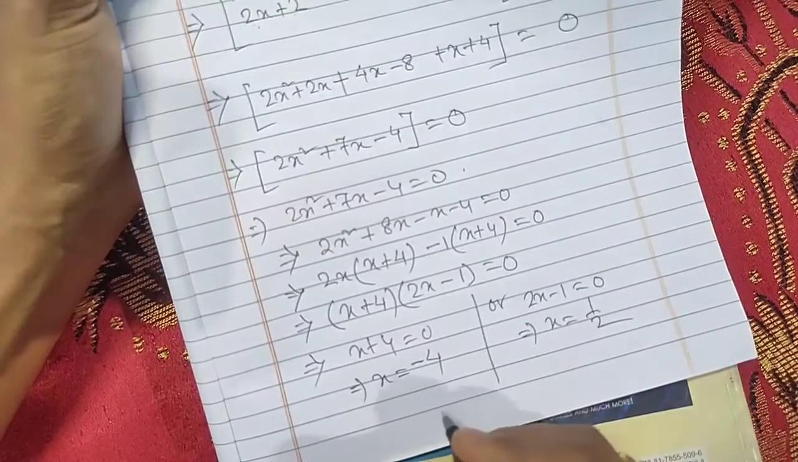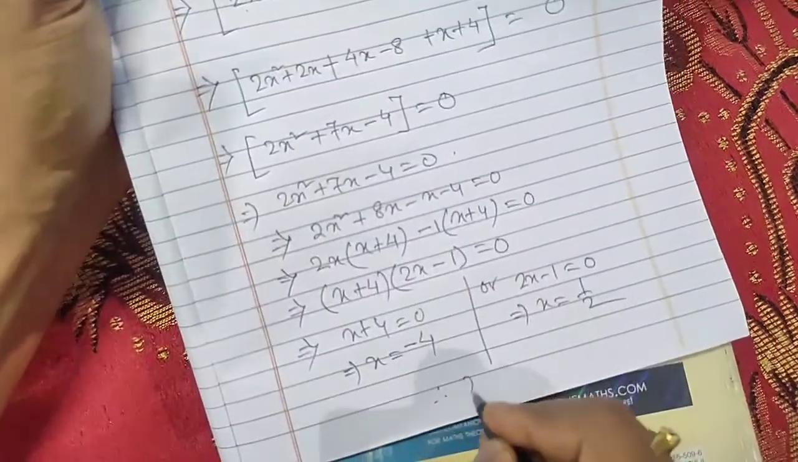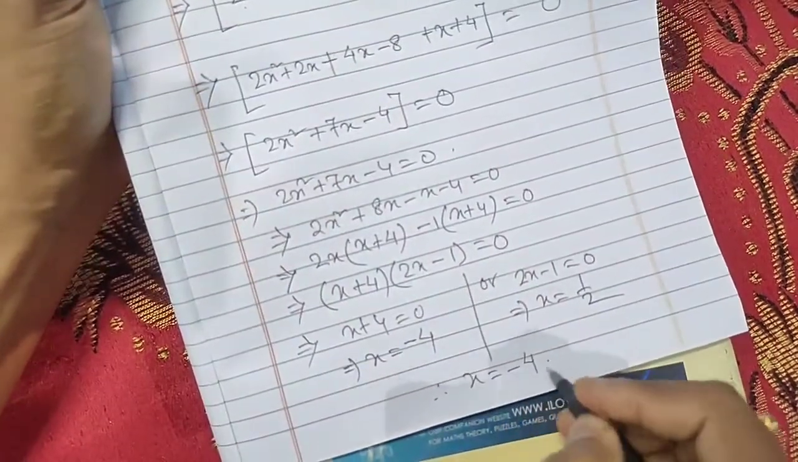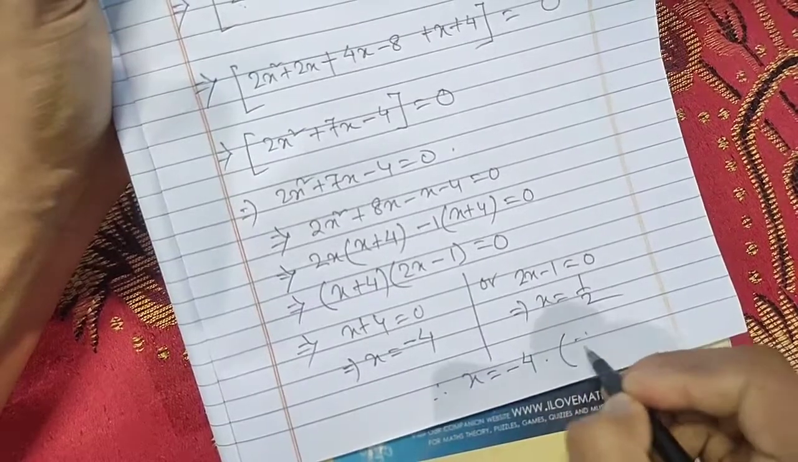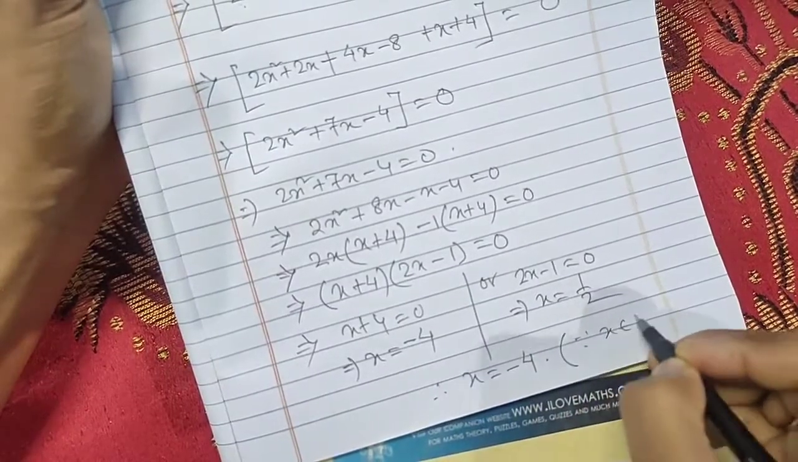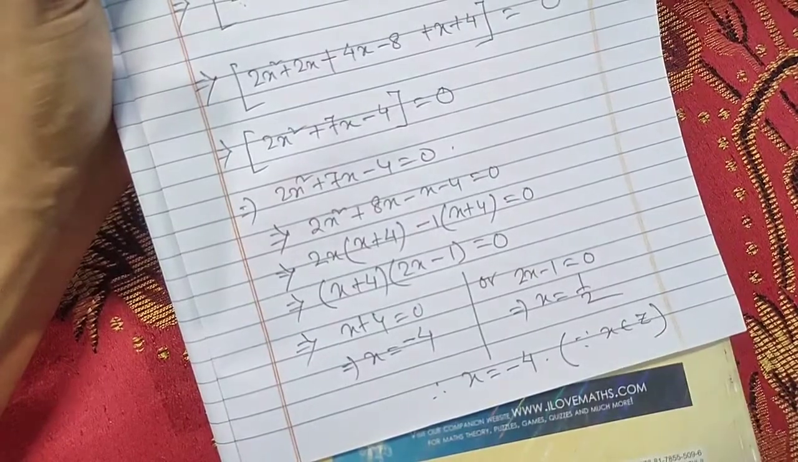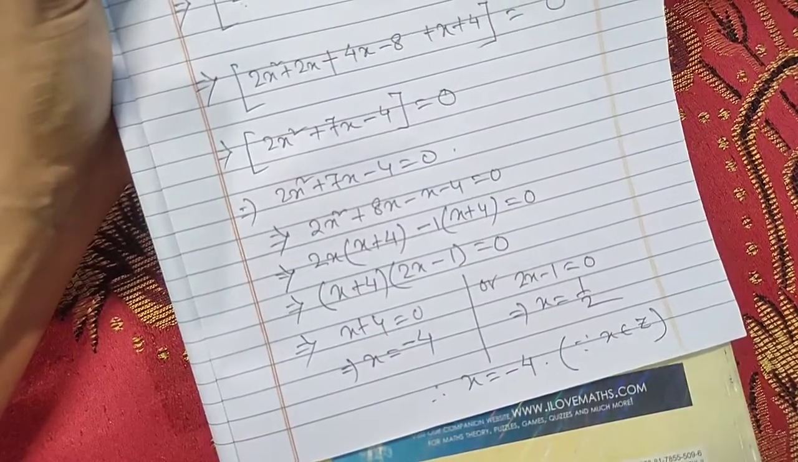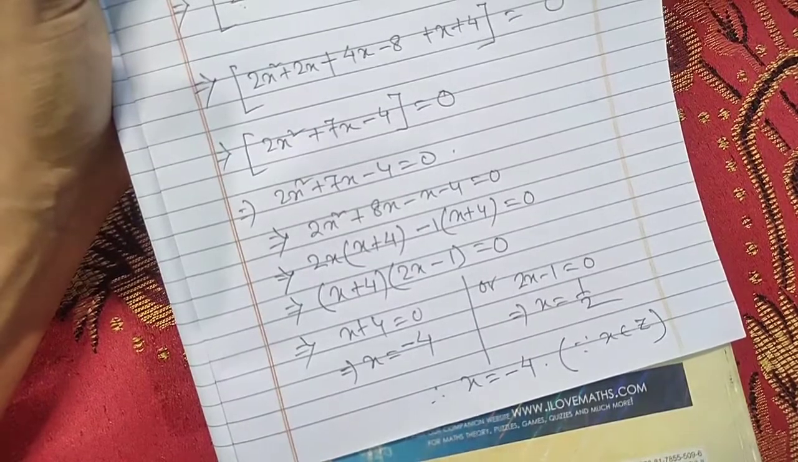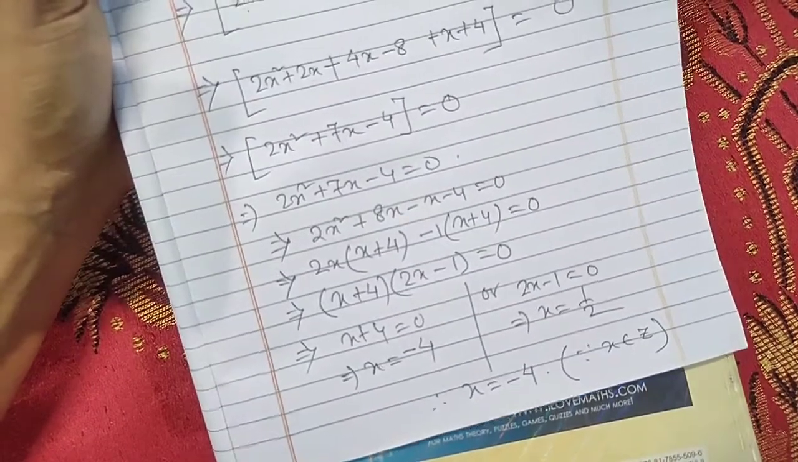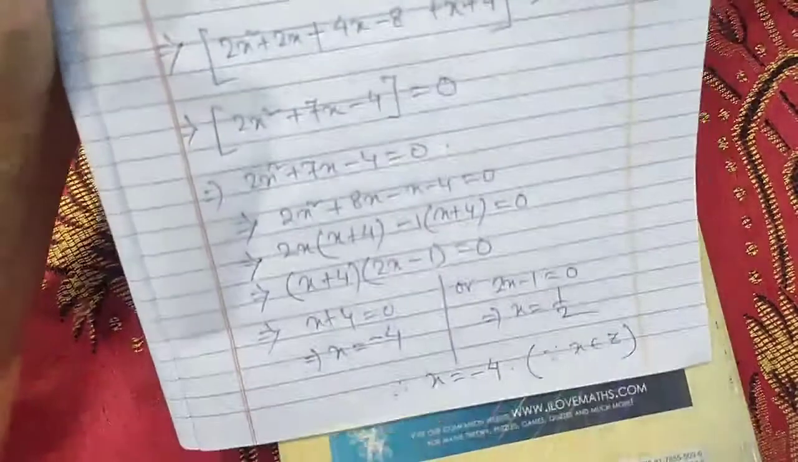Therefore x equals -4 is our answer, since x belongs to Z. Z means the set of integers. It is given to find the integral value, that's why x equals -4 is the answer. Understood?